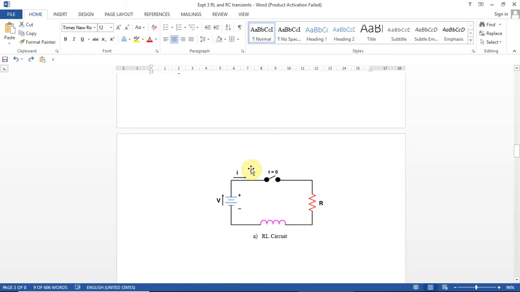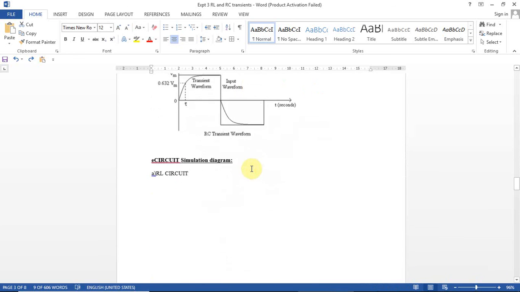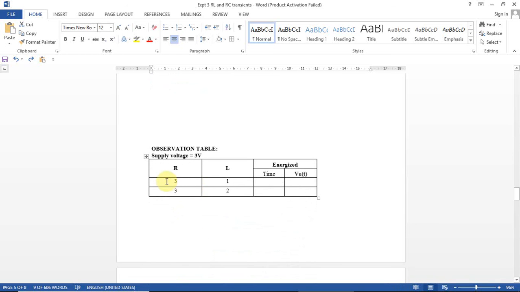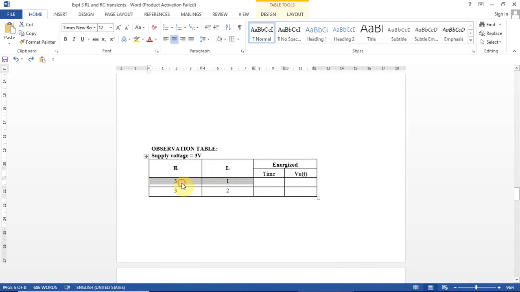So in the observation for RL transient, you need to paste in your circuit diagram. Whatever you have drawn in your circuit, you have to take a snapshot of that and paste it over here. And then, for one case what we have done now, R is equal to 3 and L is equal to 1. What is the time taken to reach its final value? To reach 3 volt, we got 2.14. So you have to fill 2.14. And what is the final steady state voltage? 3 volt. You have to fill 3.